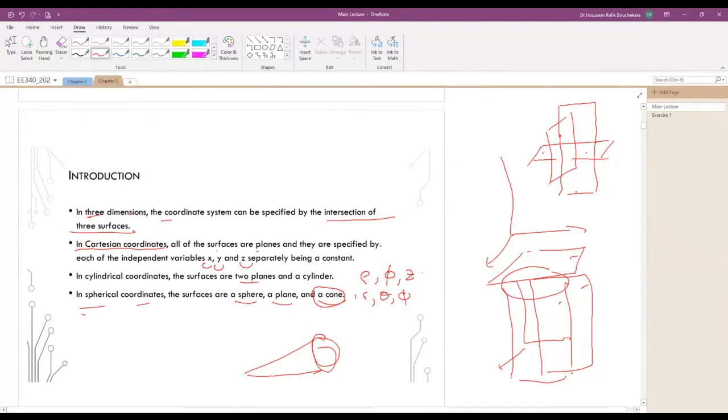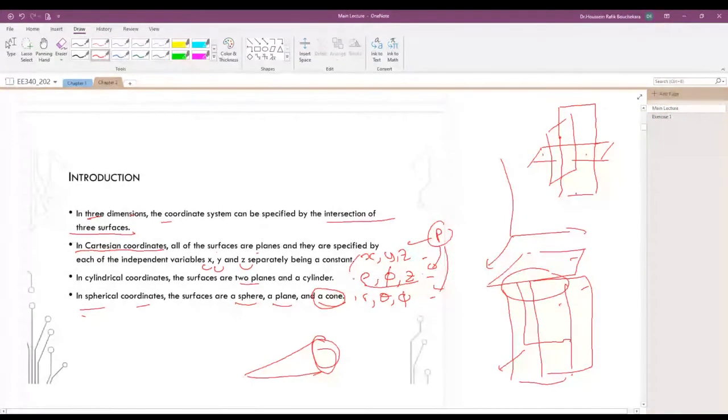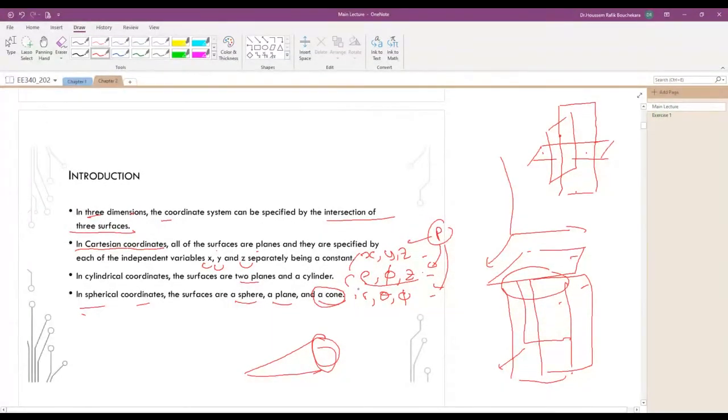So what we will see in this chapter is how to define a vector or a point in each one of these 3 coordinate systems. And if we have a point or a vector in one of these coordinate systems, for example a point defined with x, y, z, how can we transform it into a cylindrical or a spherical coordinate system? How can we transform the coordinates from one coordinate system to another?